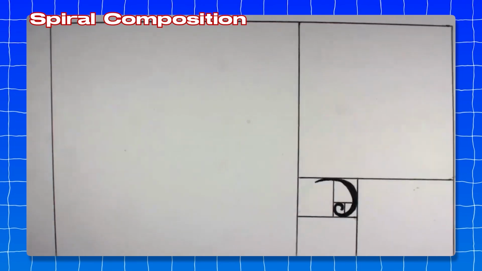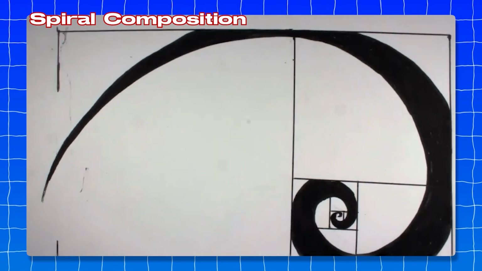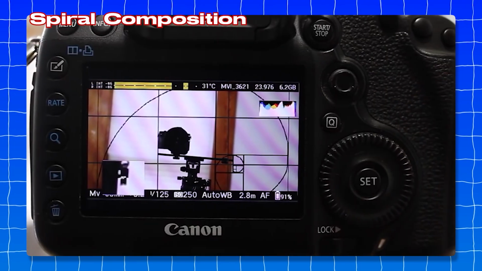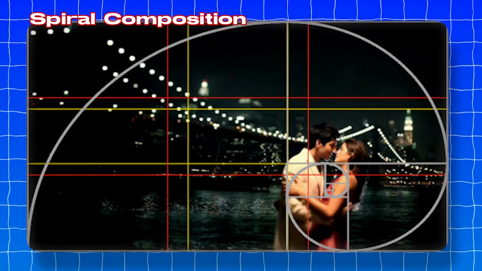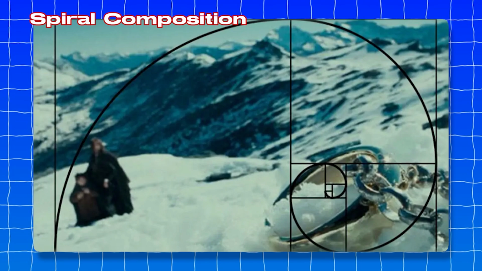Golden ratio, spiral composition. The rule of thirds' more mathematically elegant cousin. Elements are arranged along a spiral that mirrors patterns found throughout nature, guiding the eye through the frame in a way that feels, often subconsciously, deeply satisfying to look at.